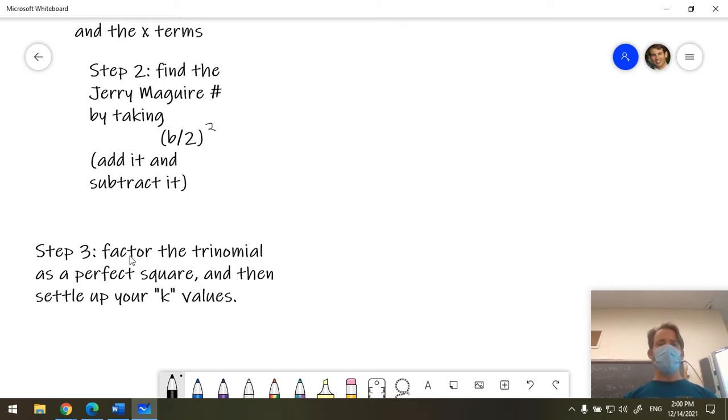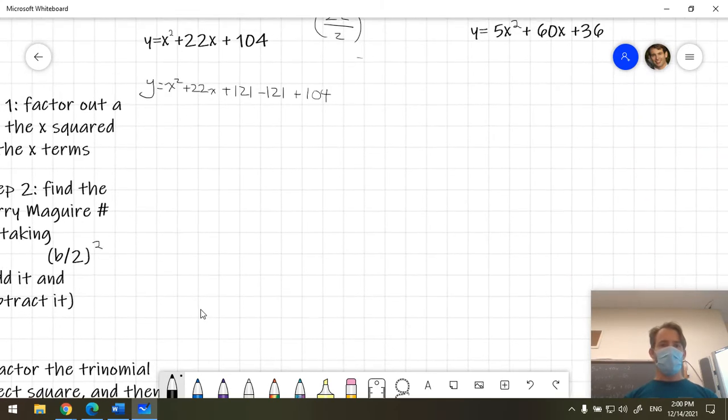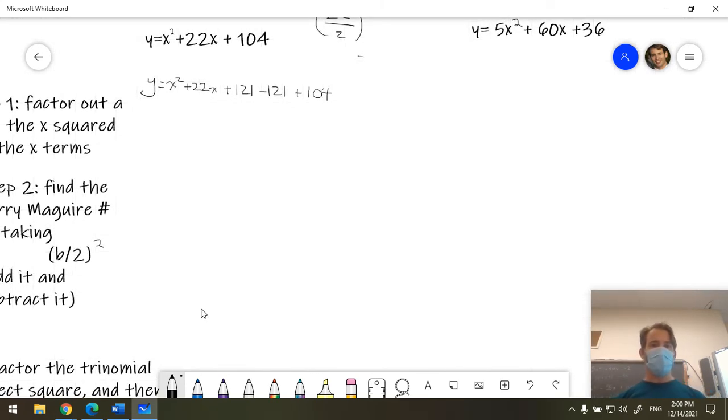So now I have to factor this trinomial as a perfect square and then settle up that number outside. So let's see. I have y is equal to x squared plus 22x plus 121 minus 121 plus 104. Here is a perfect square. So this is equal to y is equal to x plus 11 squared minus 121 plus 104. So that's going to be minus 17. There we go. I got it right.